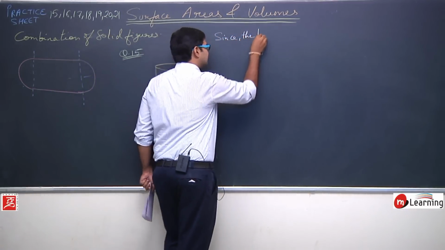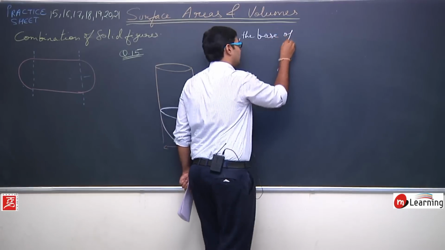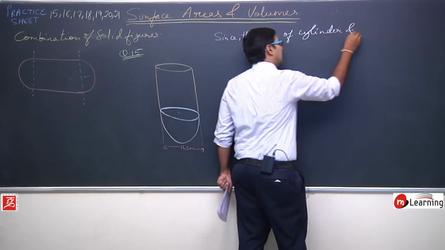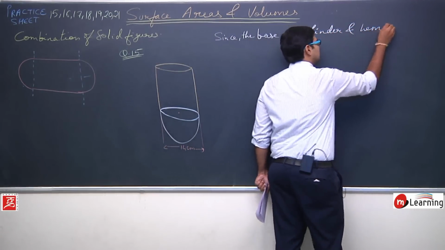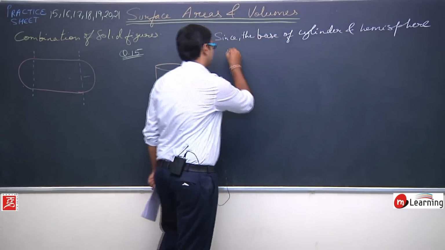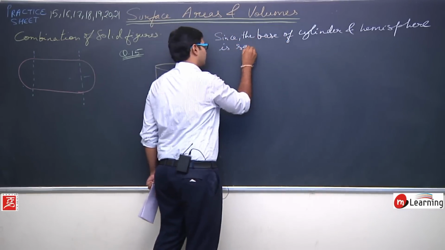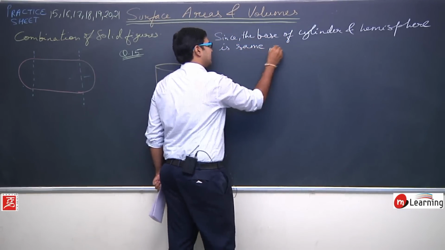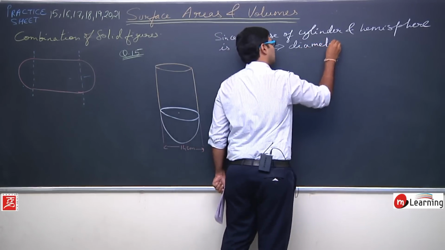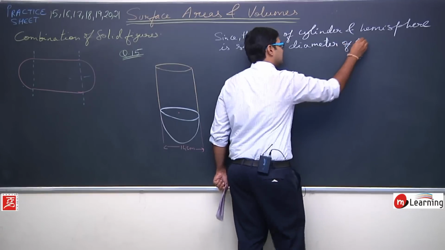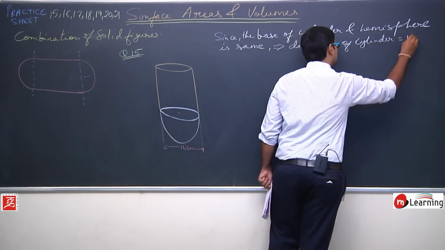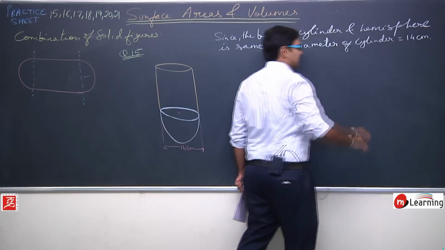Since the base of the cylinder and hemisphere is the same, it implies the diameter of the cylinder is equal to 14 centimeters.